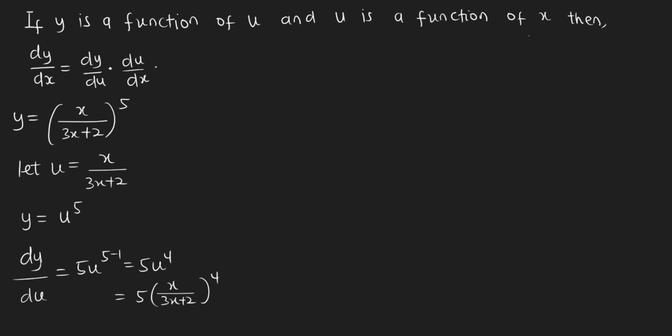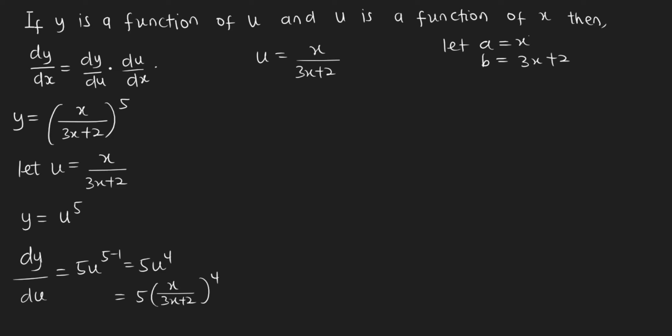Now let's find du/dx. We know u to be equal to x over 3x plus 2. So I have to find du/dx. To do this, I'm going to let a be equal to x and b be equal to 3x plus 2. I'm doing this because I'm going to apply the quotient rule here.